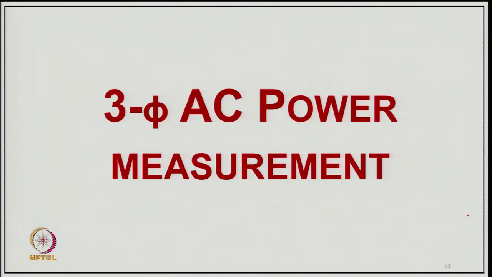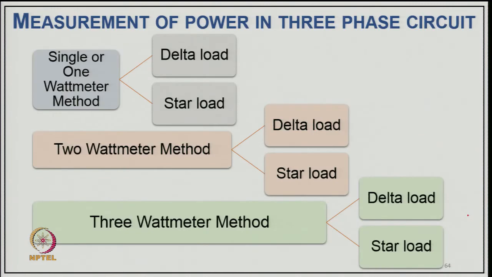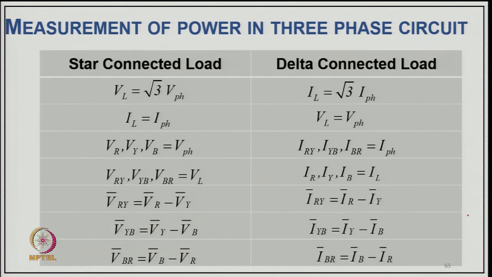Now, coming to 3-phase power measurement. The measurement of power in a 3-phase circuit can be done by the single wattmeter method if balanced load is connected in delta or star, or the 2 wattmeter method where load is connected in delta or star, or the 3 wattmeter method where load is connected in delta and star.